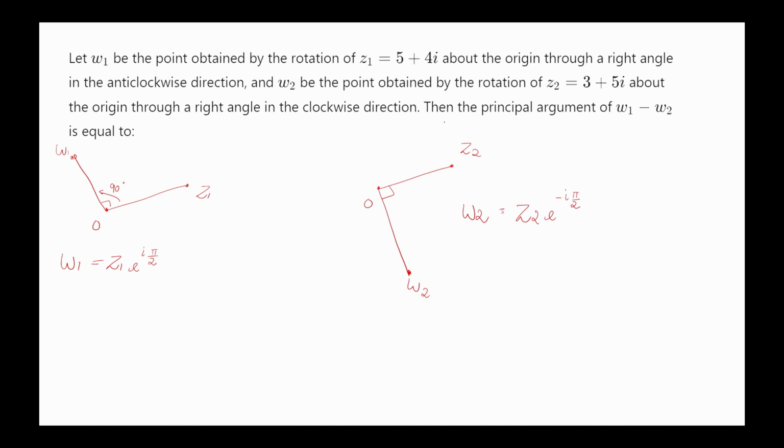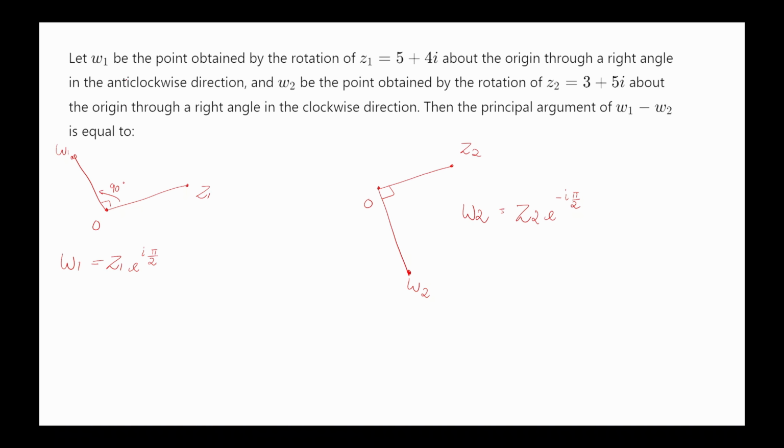Now what have they asked us? We need to find out the principal argument of W1 minus W2. So we need to find out the angle between W1 and W2. First, let us write down what our W1 is going to be in terms of our Cartesian complex number. Z1 is 5 plus 4 iota, into e to the power iota pi by 2. So this would become 5 plus 4 iota.